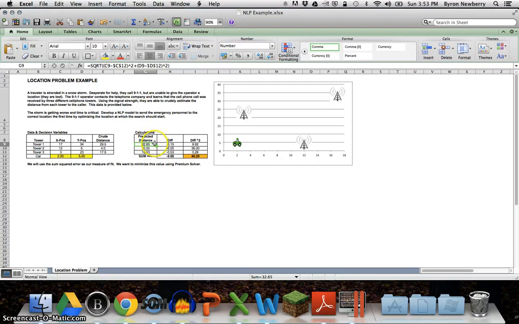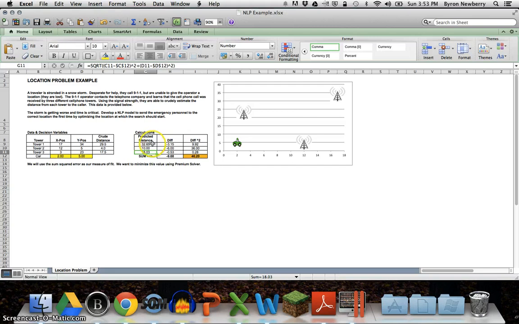So in this particular cell that I have highlighted here, I'm calculating the distance between my guess value of the car and tower 1. This would be between the car and tower 2. This would be between the car and tower 3.